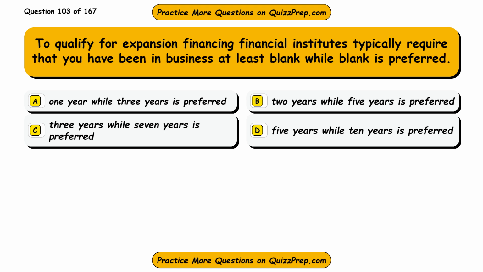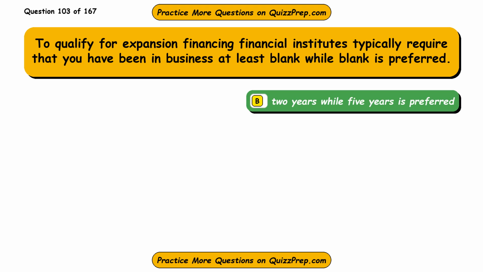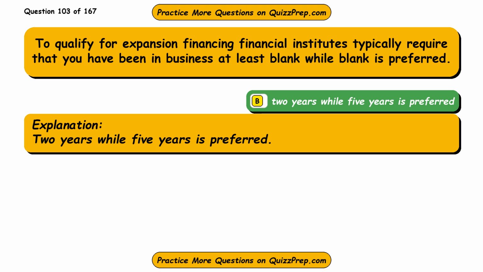Question 103. To qualify for expansion financing, financial institutes typically require that you have been in business at least blank while blank is preferred. Option A, 1 year while 3 years is preferred. Option B, 2 years while 5 years is preferred. Option C, 3 years while 7 years is preferred. Option D, 5 years while 10 years is preferred. The correct answer is option B, 2 years while 5 years is preferred.